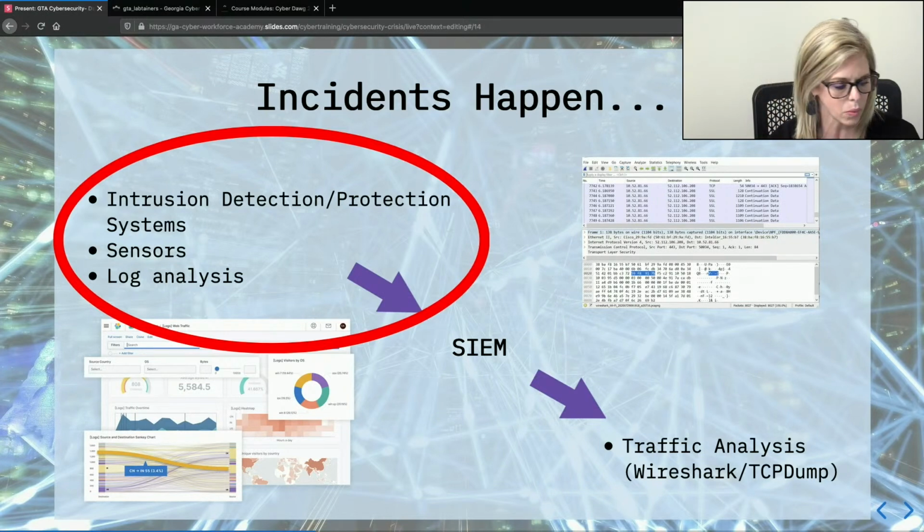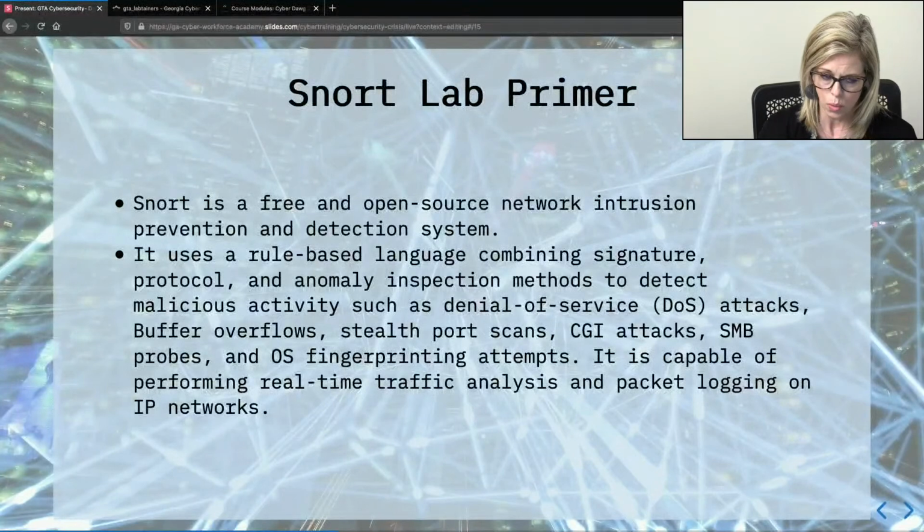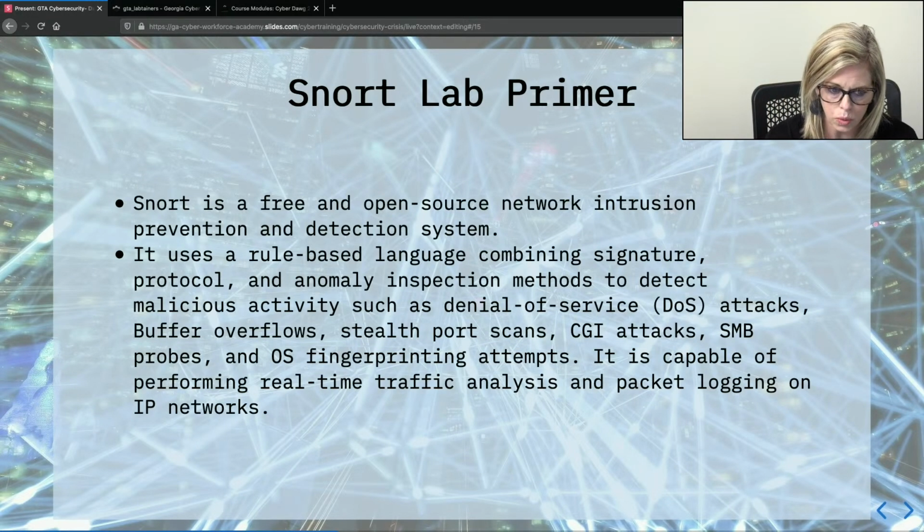So one of the things that we're going to look at first is how our intrusion detection and protection systems, whether we're talking about an IDS or an IPS, alert based on different rules. So we'll look at Snort. Maybe some of you on the call are not familiar with it. I know for our CCNA CyberOps students, we went over this and had several labs that dealt with this particular tool.